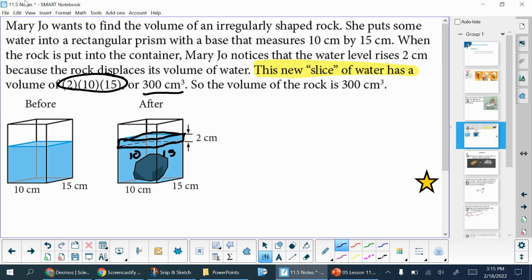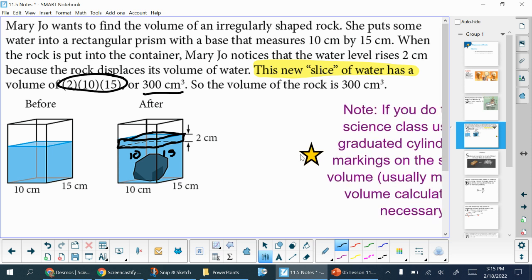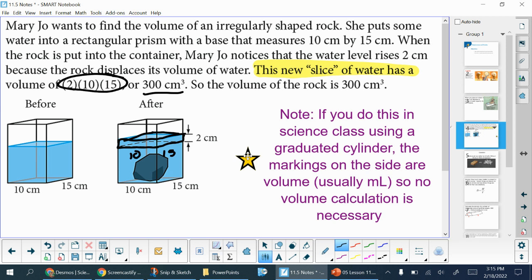Now, a lot of you, I believe you might even do this in like earth space science or something. If you do this in a science class, you're not going to use a 10 by 15 rectangular prism. You'd actually use a graduated cylinder that would have markings along the side in volume. Usually graduated cylinders in a science class are going to be marked in milliliters. And so you'd actually be able to measure how many milliliters of water it changed directly. You wouldn't have to calculate the volume like this.